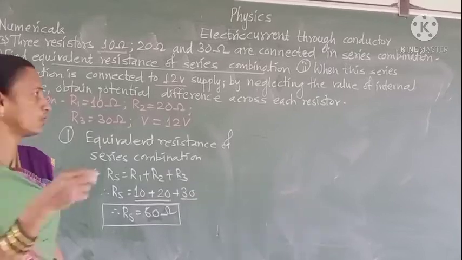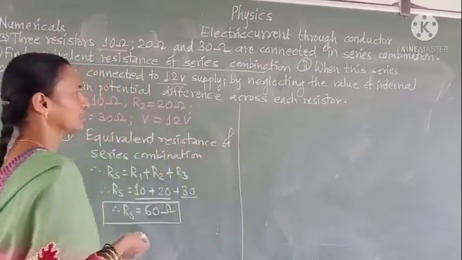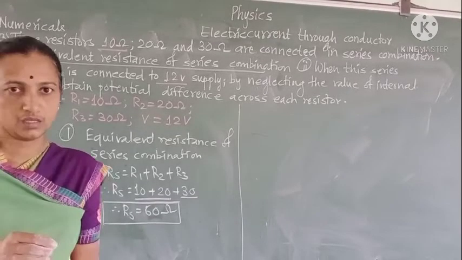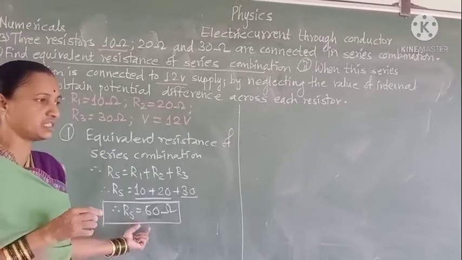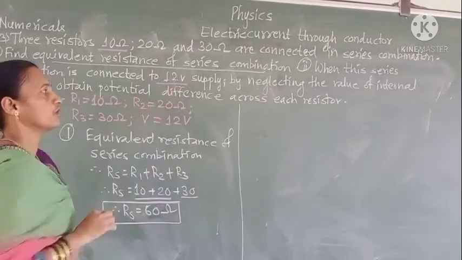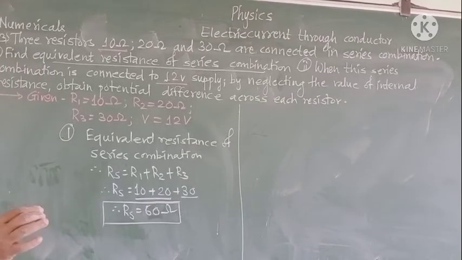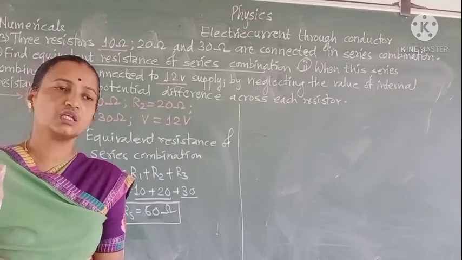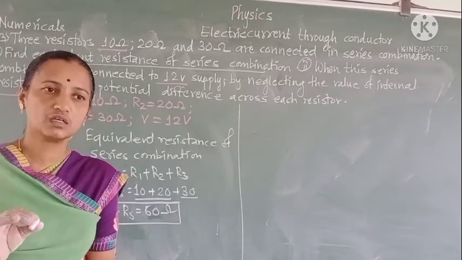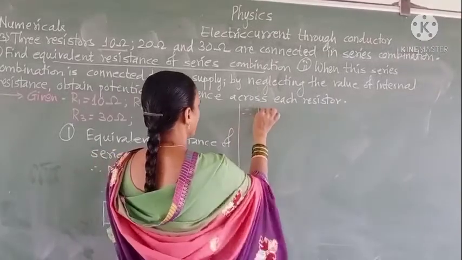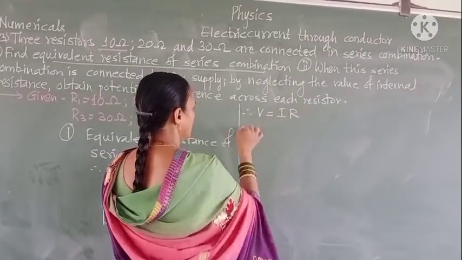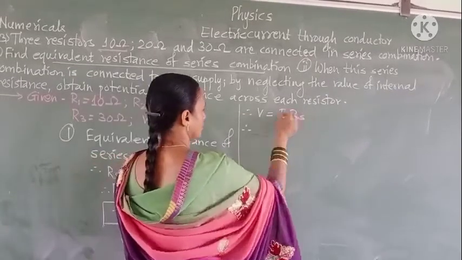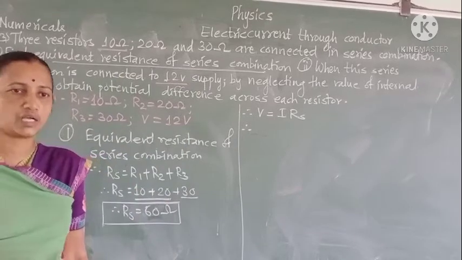That is the equivalent resistance of the series combination, we get the value 60 ohm. Another thing we have to calculate: when this series combination is connected to a 12 volt supply, means this 60 ohm is connected to the 12 volt supply, we have to find the potential difference across each resistor. For this, we first calculate the current. Therefore, we have to know the formula V is equal to I into R. Here R means series combination, so V is equal to I into RS.